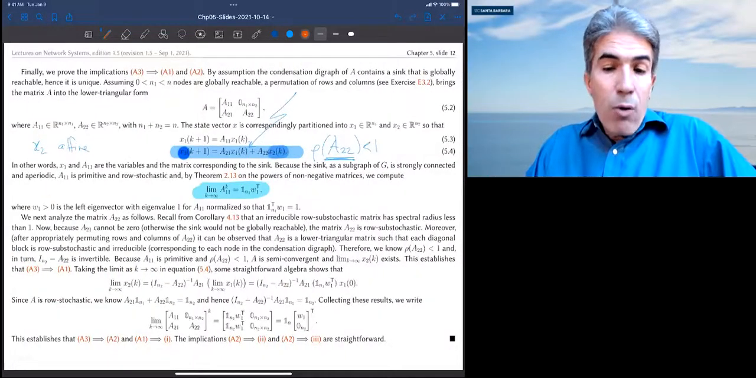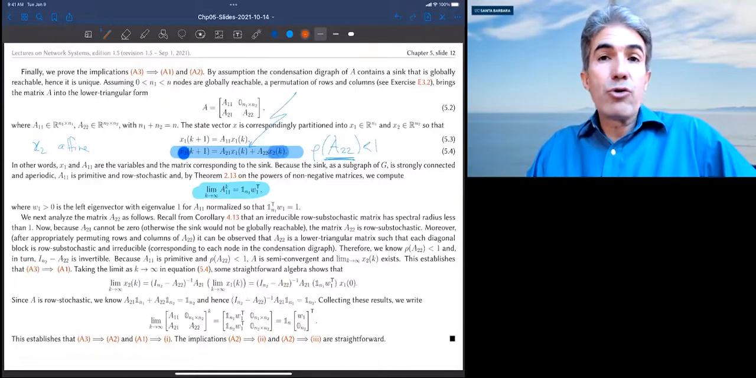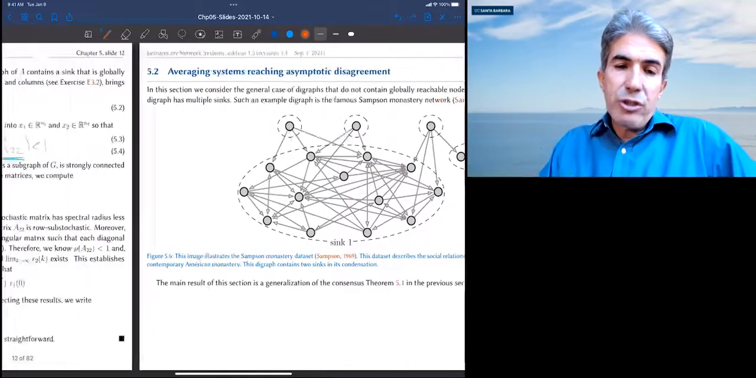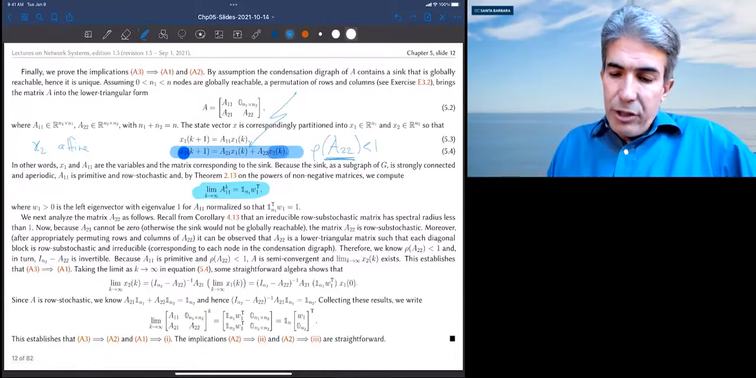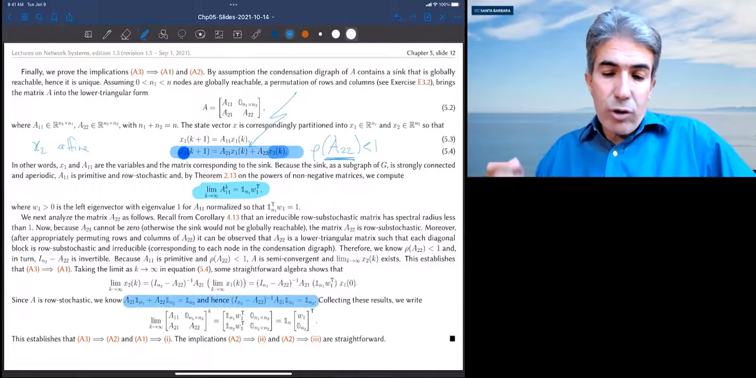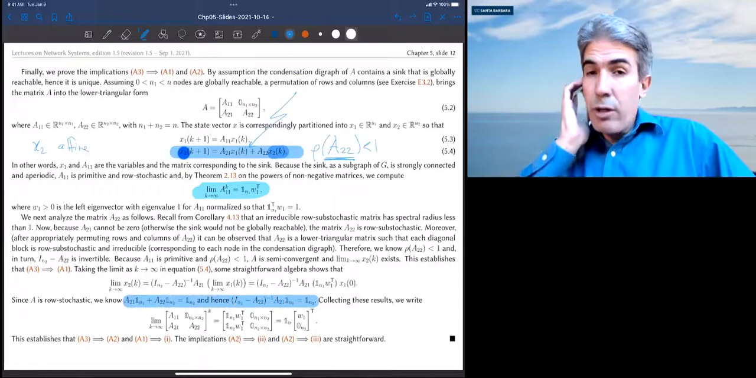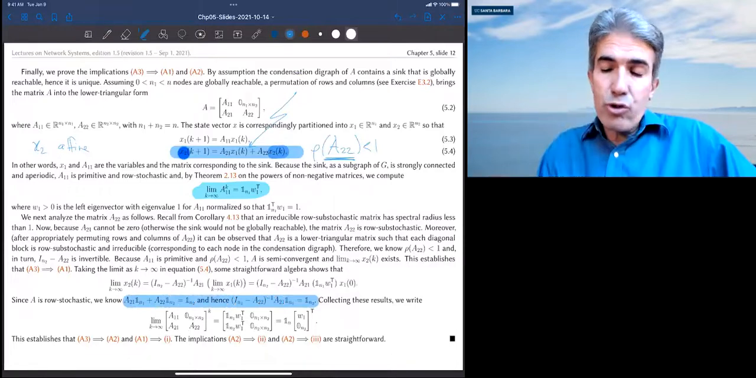And from now on, the rest is just calculations, which I am going to skip. I will just mention that there is one little trick here that has to do with thinking carefully about what row stochasticity means, and you get one more algebraic equality that you use.